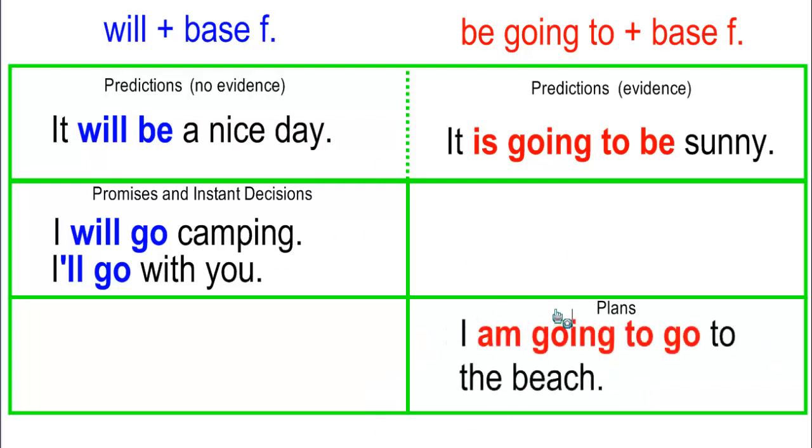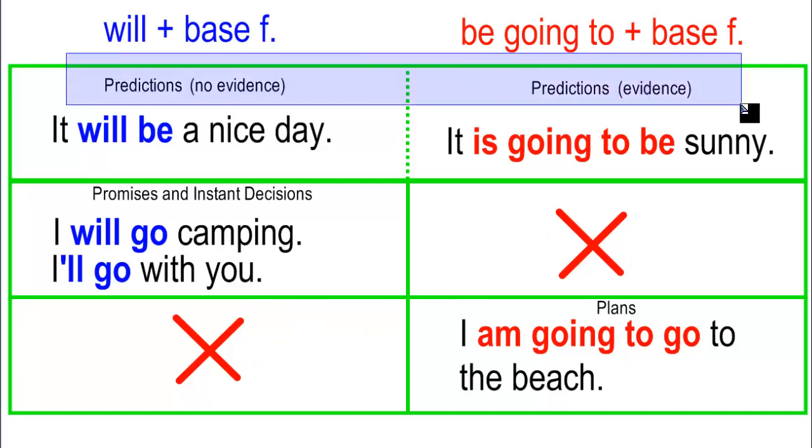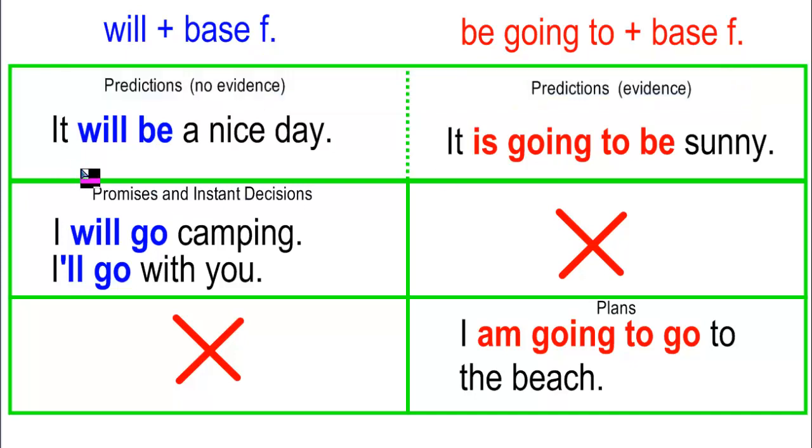So essentially those are the things. And you may say, teacher, so then can I use be going to for promises and instant decisions? No. And can I use will for plans? No. Okay, so essentially those are the limitations. Will is for predictions. And be going to is for predictions. Will is also for promises and instant decisions. Decisions that you took in the moment. And be going to is for plans. That's essentially the difference between the three things. Okay, so now let's continue with the class.